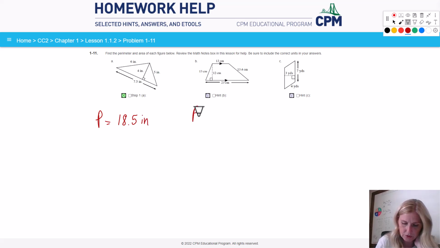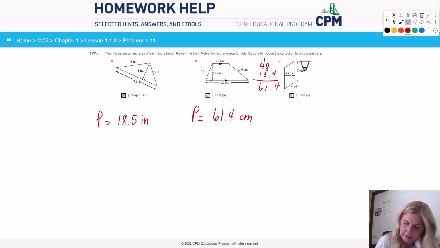Perimeter for this trapezoid. I have 13 and 12, which is 25. 25 and 23, we're at 48. And then we have 13.4 to add to it. Okay, 61.4 centimeters. Okay, we've got a parallelogram over here.